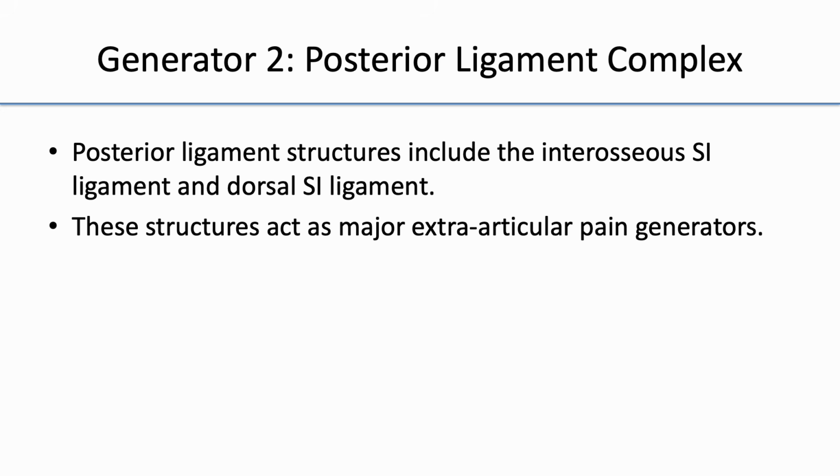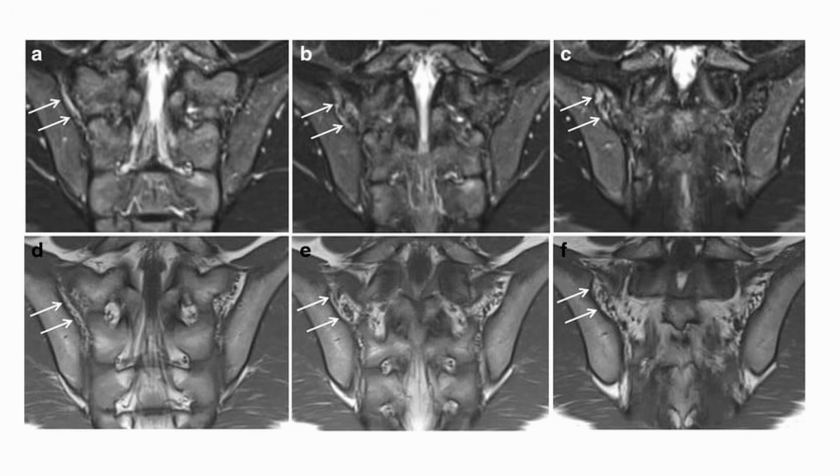The second generator involves the posterior ligament complex, particularly the interosseous sacroiliac ligament and the dorsal sacroiliac ligament. The importance of these structures is well recognized clinically.